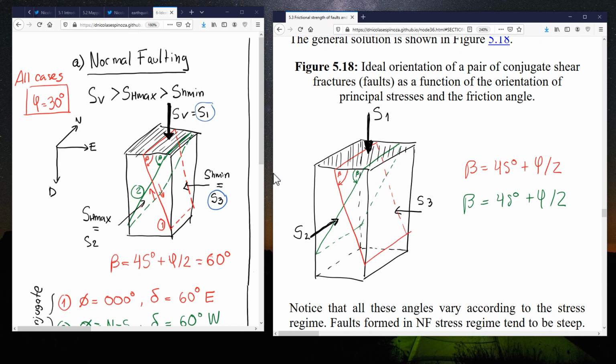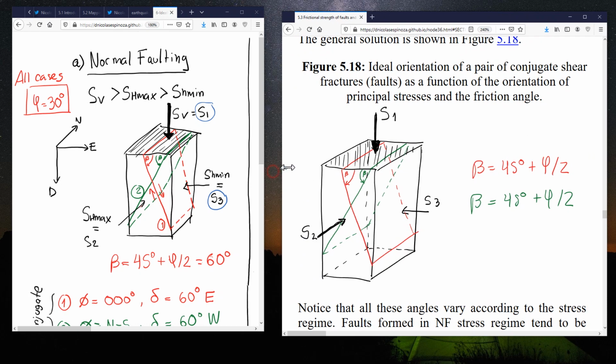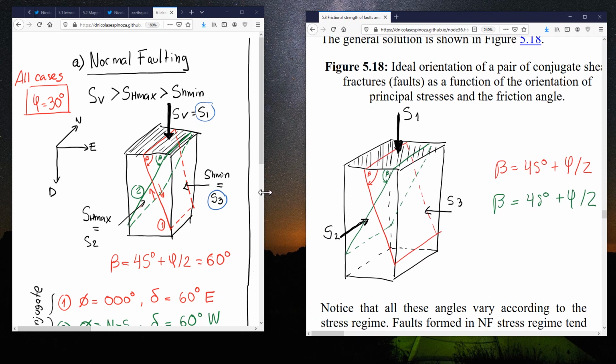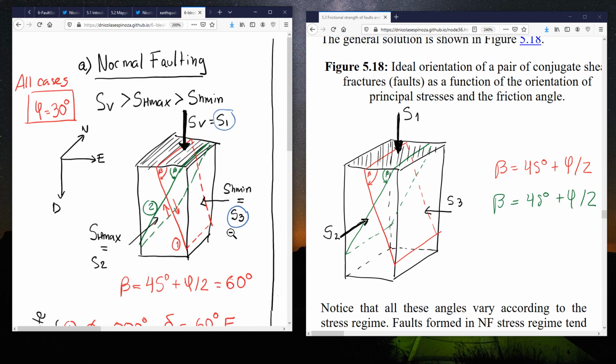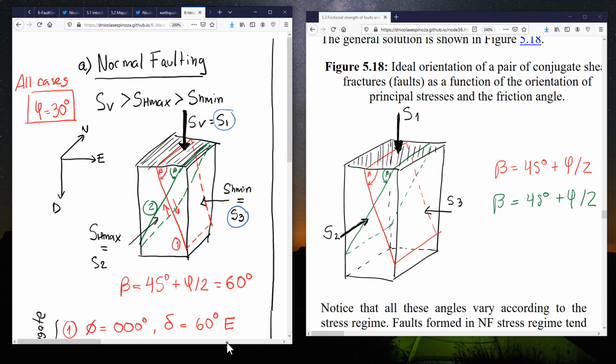In this particular case, for the normal faulting and with the assumptions that I have, it happens that the example here on the left coincides with the stresses I have on the right, S1, S2, and S3. For this particular orientation of the stresses and this particular friction angle, I will have that the dip is equal to beta and is equal to 60 degrees, and the strike is equal to 0.